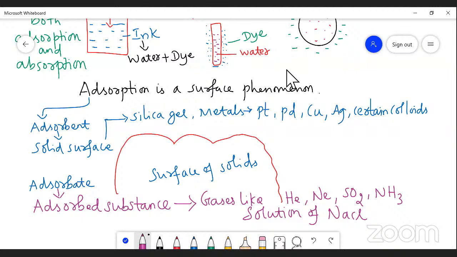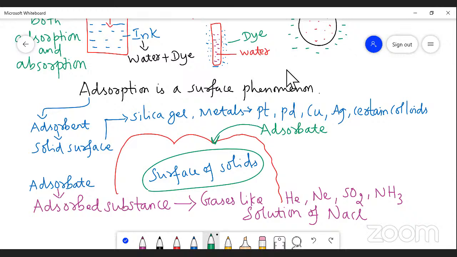If you imagine any gases like helium, neon, sulfur dioxide, ammonia, whatever it may be, and you provide those molecules, they are going to be adsorbed on the surface of the adsorbent. The adsorbent is nothing but the surface of any solid. It is not a smooth surface, so that is why I drew it like this structure. And the gas molecule is going to be adsorbed like this. This is called adsorption.